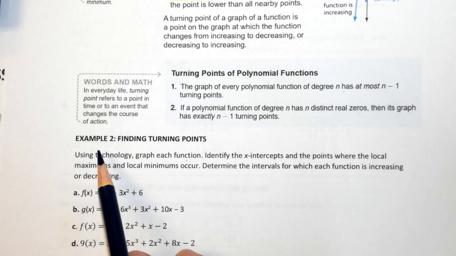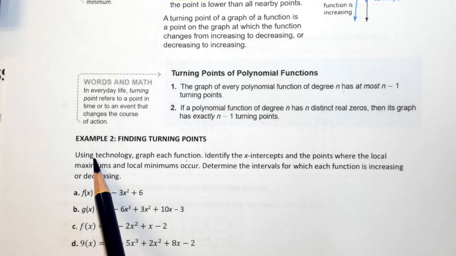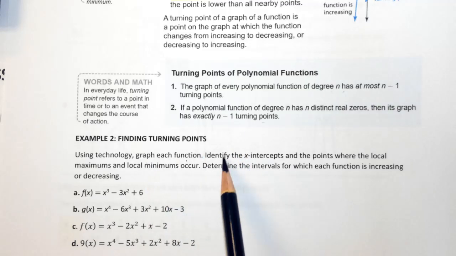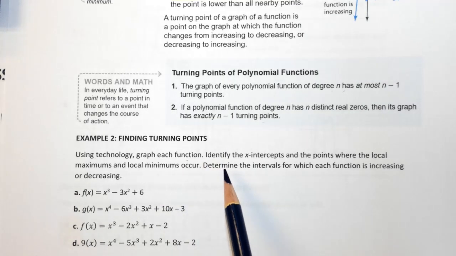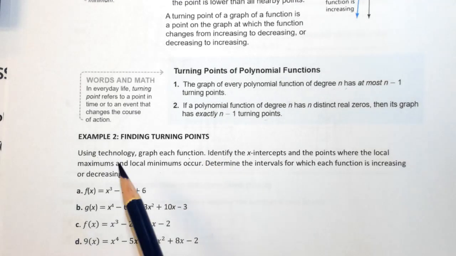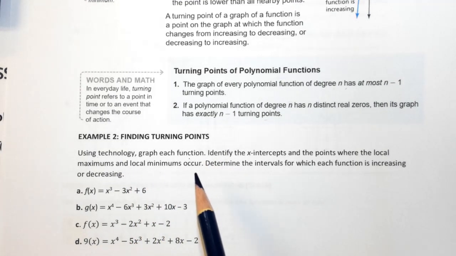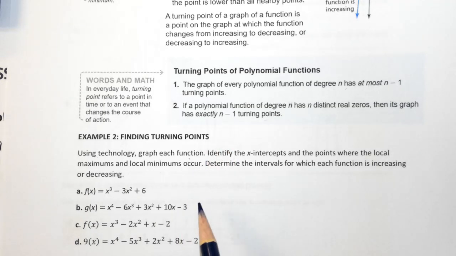All right, so example 2, finding turning points. We're going to use technology, graph each function, identify the x-intercepts and the points where the local maximums and local minimums occur, and determine the intervals for which each function is increasing or decreasing. So I'm going to do one on the graphing calculator, and then I think I'm going to start a new video and do the rest through Desmos. We shall see. I may do all of them on the graphing calculator.